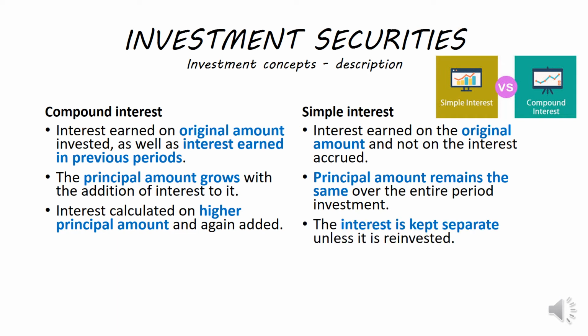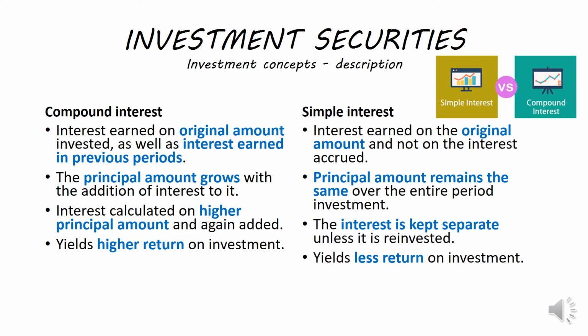In the case of simple interest, your interest is kept separate. Okay, it's not added to the principal amount. When we use compound interest, it yields a higher return on investment. And as I said, you will see when we do the calculation that the interest you receive with a compound interest rate is always more than with a simple interest rate. The simple interest always gives you a lower return on your investment.